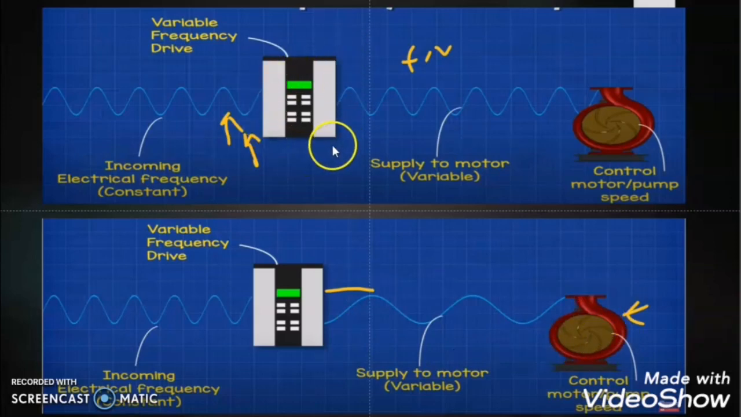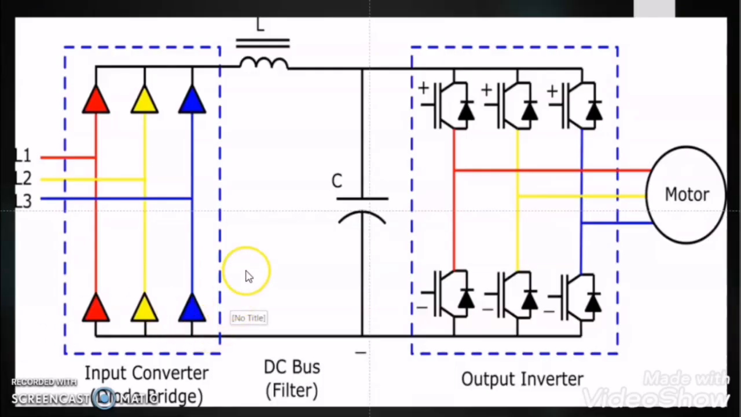But let us understand how the variable frequency drive changes the voltage and frequency of the power supply as per the requirement. In order to understand this, we have to understand the different components of the variable frequency drive. A variable frequency drive has three main components. The first is the input converter, the second is the DC bus, and the third is the output inverter.